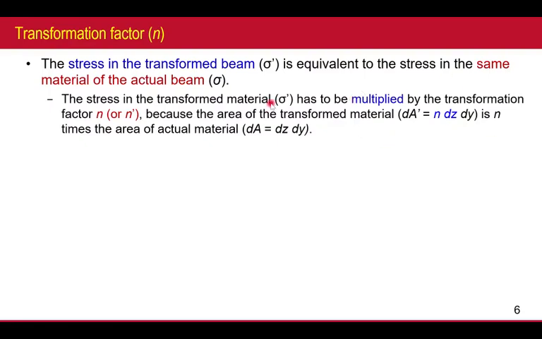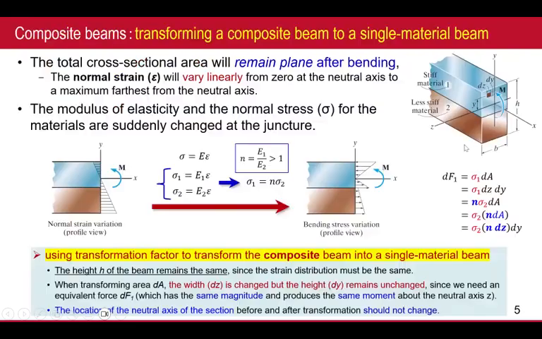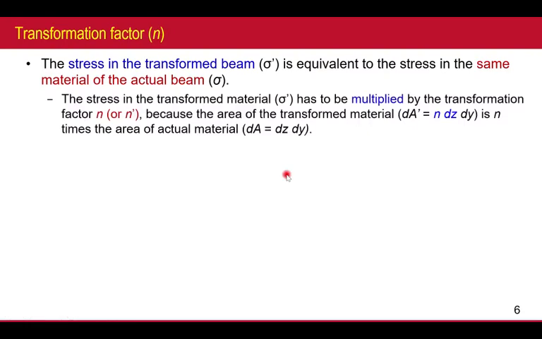So that's why the stress in the fully transformed material, sigma prime, has to be multiplied by the transformation factor n, or n prime, we'll do later on, because the area of the transformed material dA prime equals n dz dy, as we mentioned. So that means dA will keep the same. But you cannot see this change because it's not real. One real, one not real. But you must do the work because the area is the actual times this n. Okay?